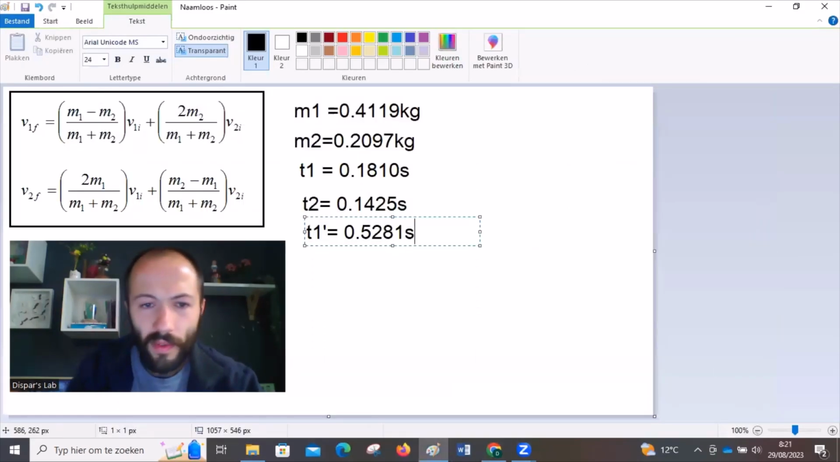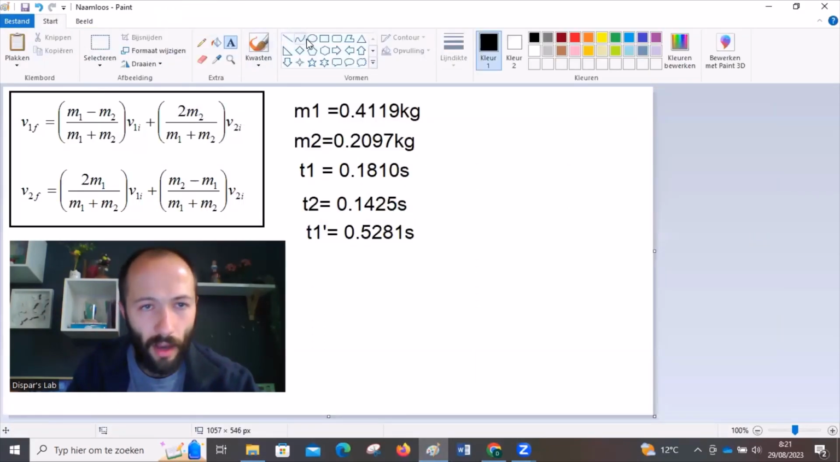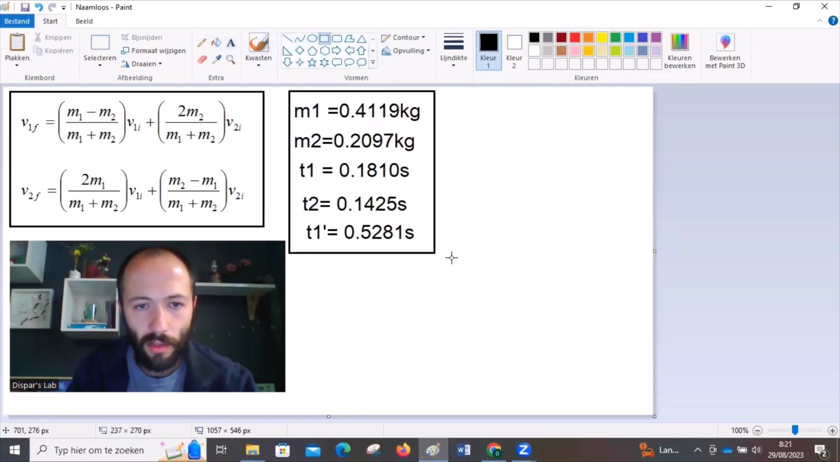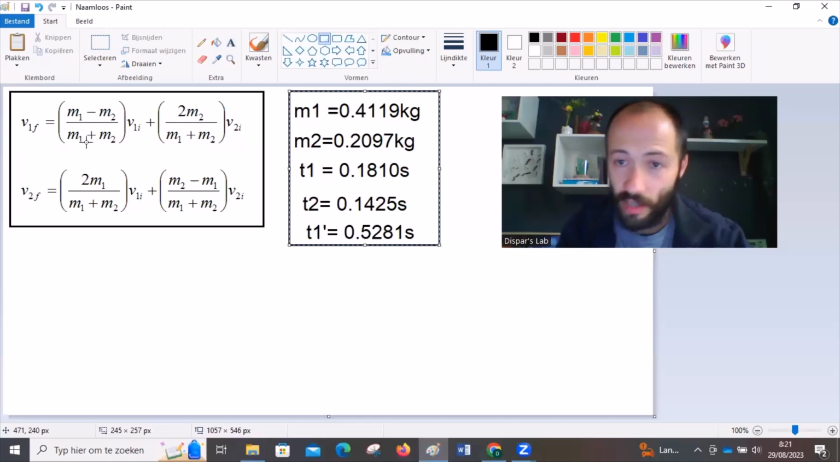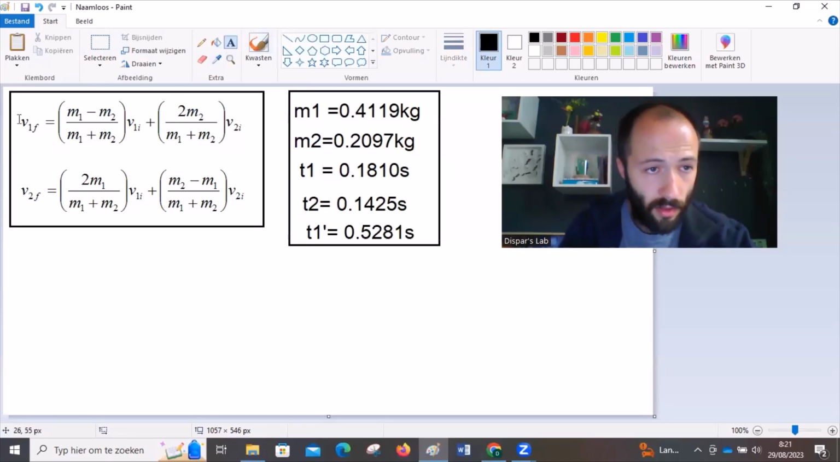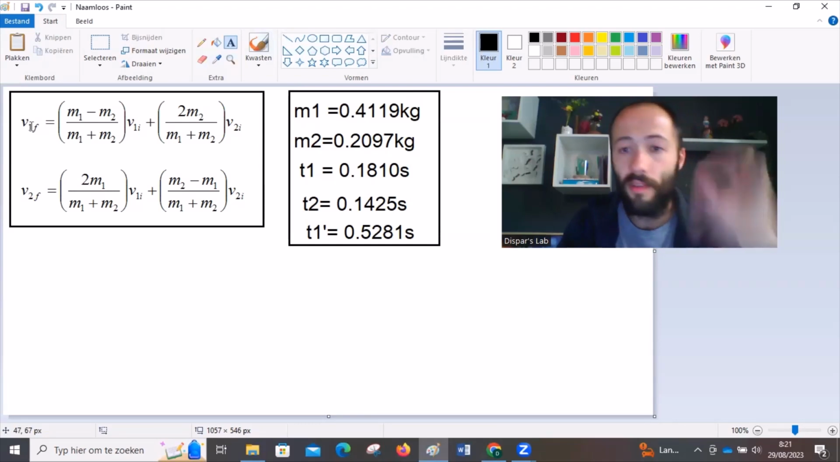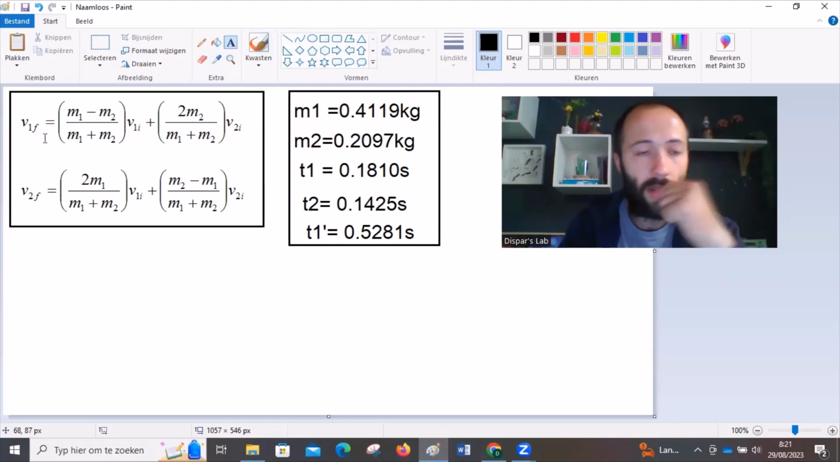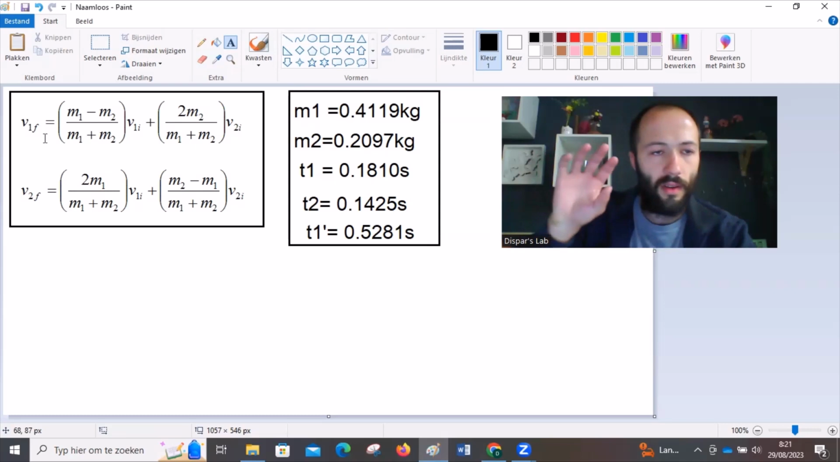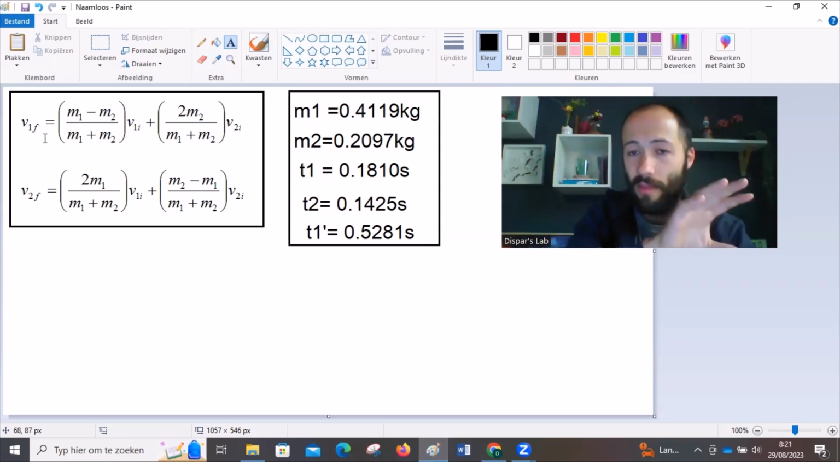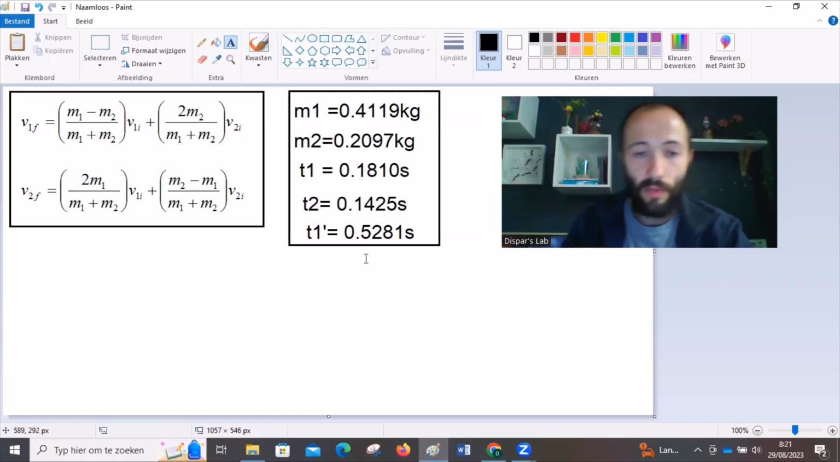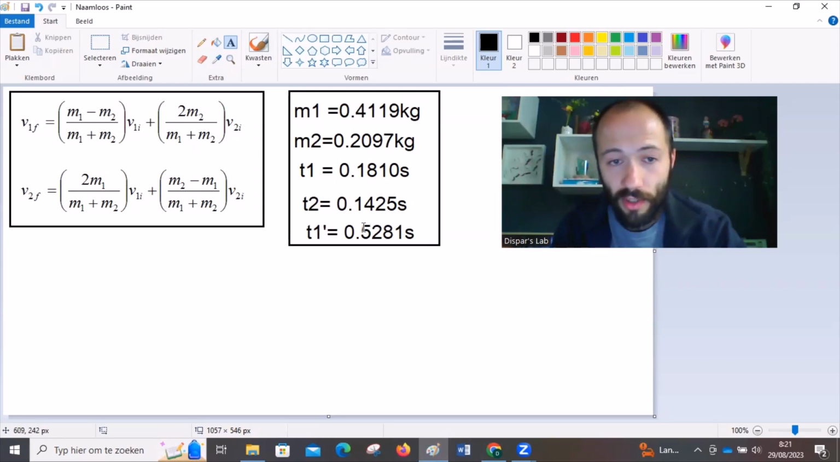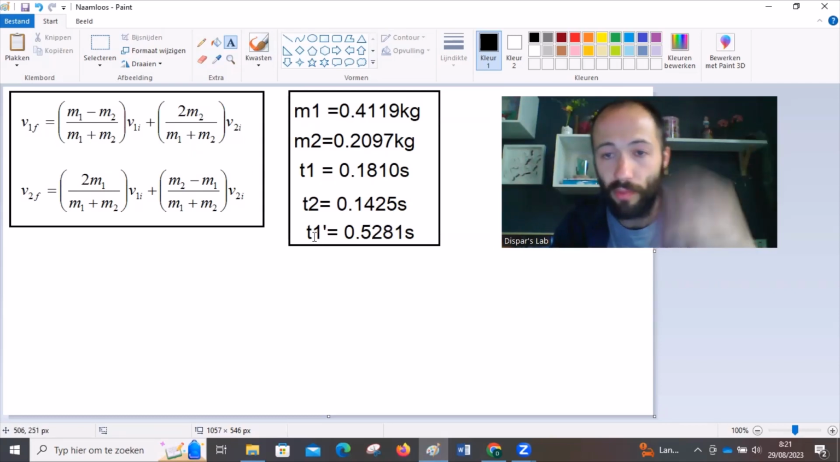All right, so now we have our data. These are the experimental results. Now we're going to do our predictions using this equation. This is to calculate the velocity of the first mass, the heavy mass, after a collision, which is going to be T1 prime. These are the results. Now we're going to do the prediction for T1 prime.